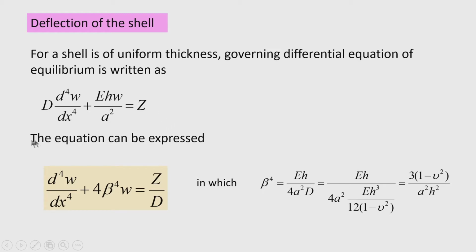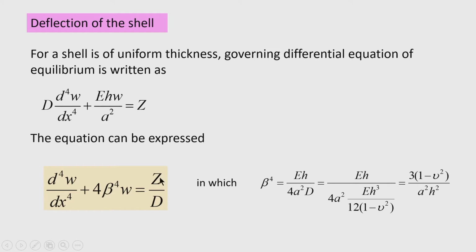Okay. Now, this equation can be expressed in a form in which we can easily find the roots of the characteristic equation. Dividing both sides by D, we now obtain d to the power 4 w by dx to the power 4 plus a constant, 4 beta 4, times w, and on the right-hand side z is divided by D.